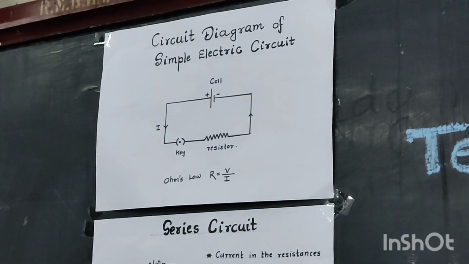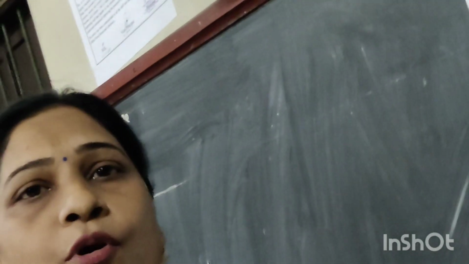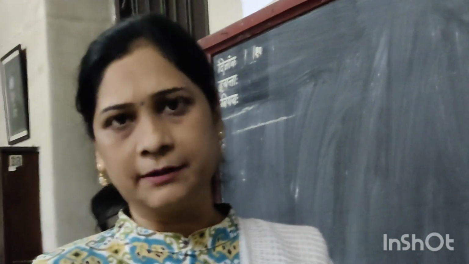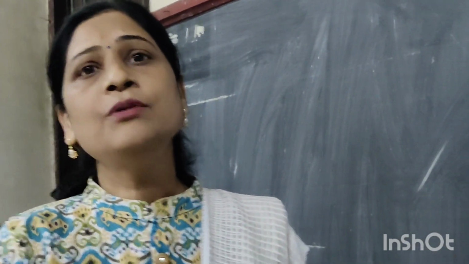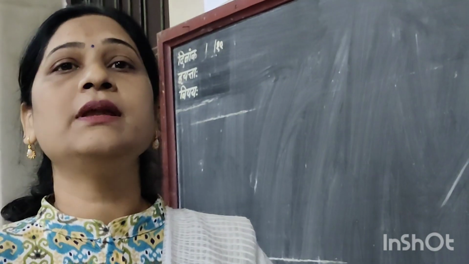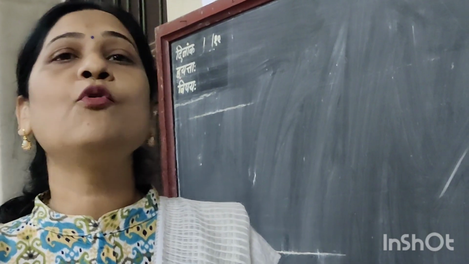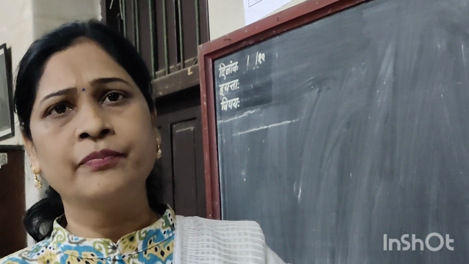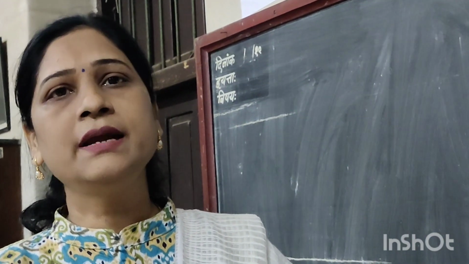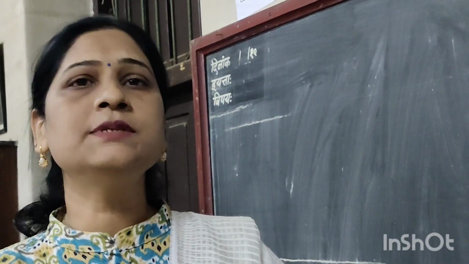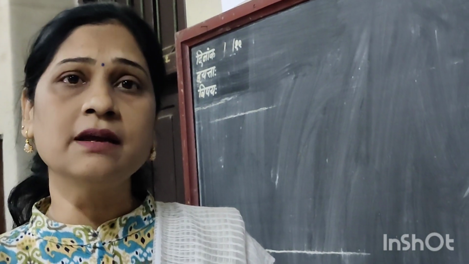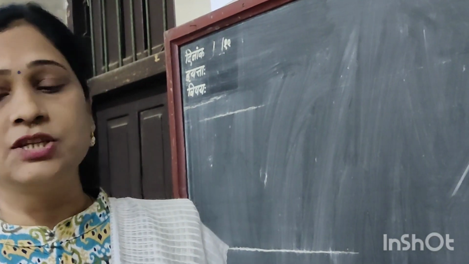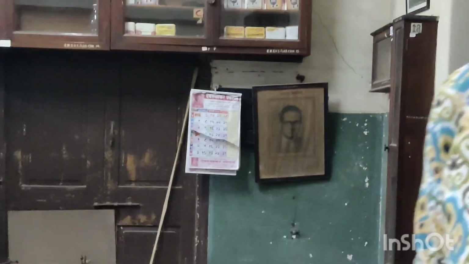Now what if I want to join two or more bulbs in this electric circuit? There are two ways of joining or connecting two or more bulbs in the electric circuit. That exactly we are going to see in my teaching aid. So the first way of connecting two electric bulbs in a circuit is series connection. Now let us see my teaching aid made on series connection.